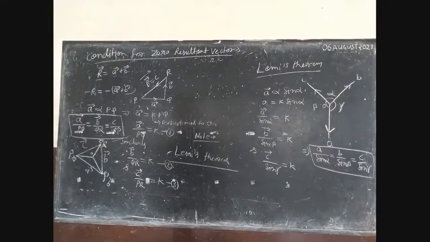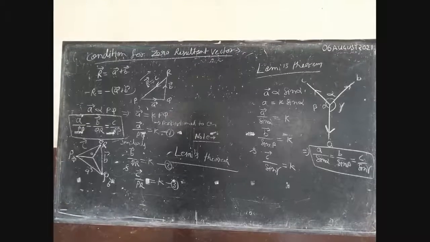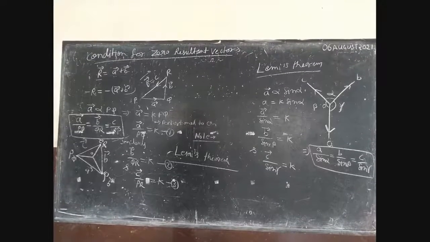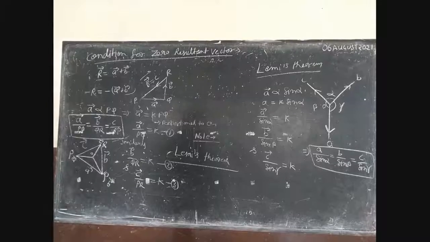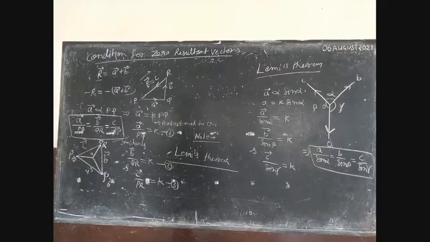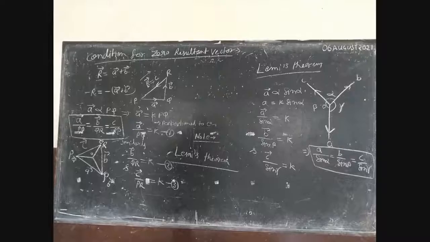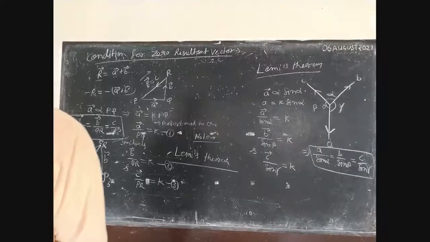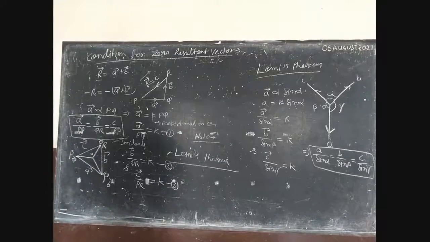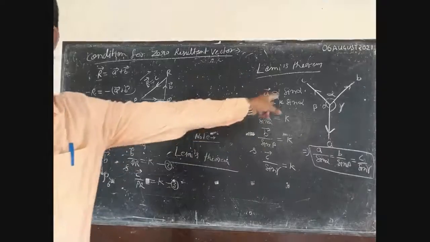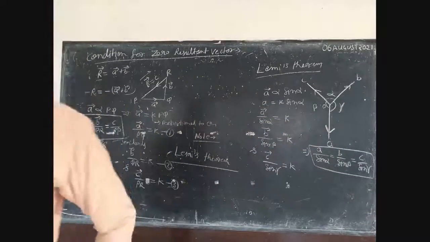We have three situations. First, there is no linear motion of the object. If the object is at rest, which means it has no linear motion, that is, the resultant force on the object is zero, which we discussed with the example.